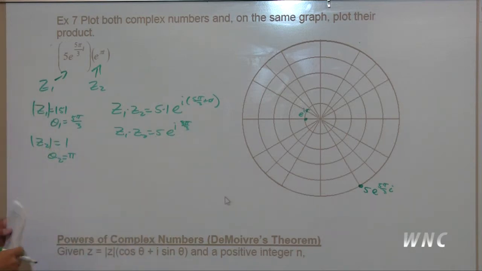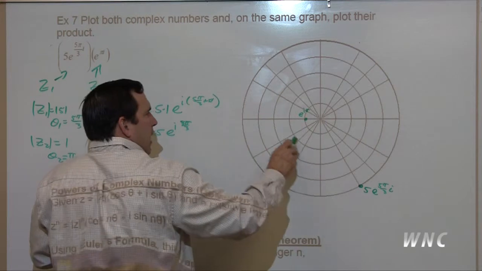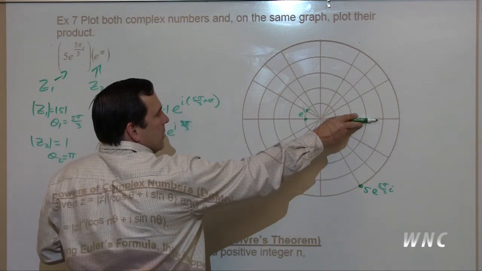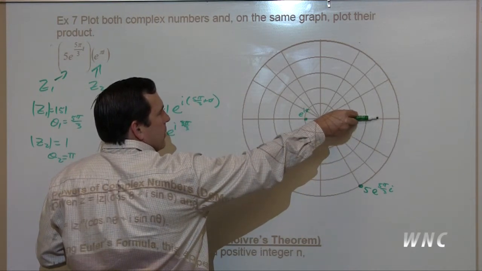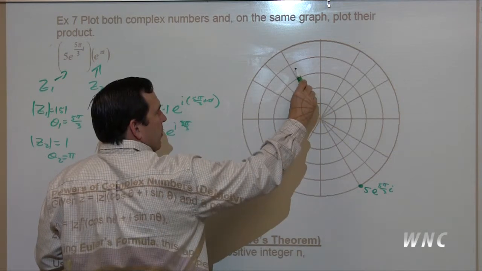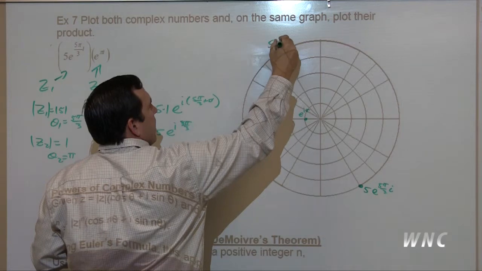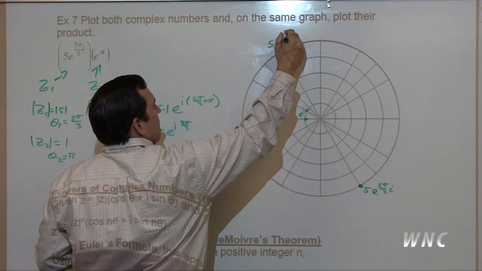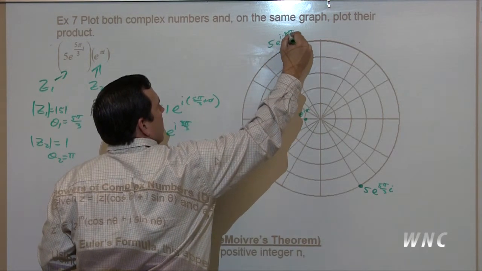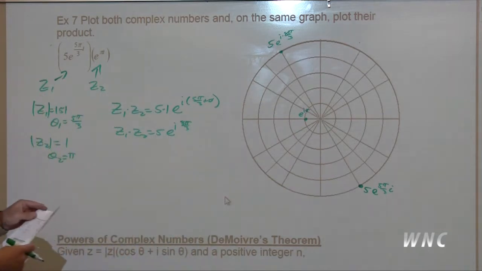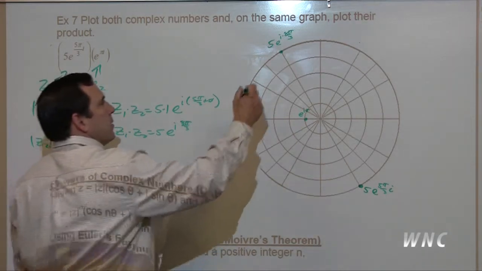Okay, so let's think about where that is. Well, if we go around one full time, that's 6 pi over 3 because that's 2 pi. So then here's 7 pi over 3, 8 pi over 3. And it goes out to here. 5 e to the i times 8 pi over 3. That's our z1 times z2.